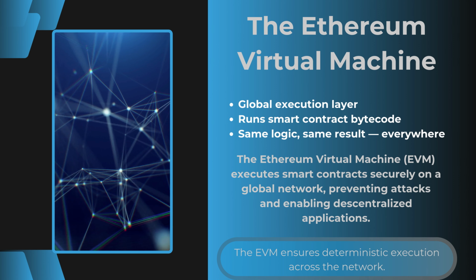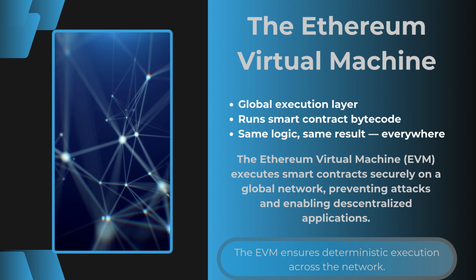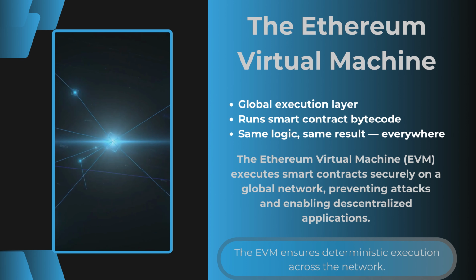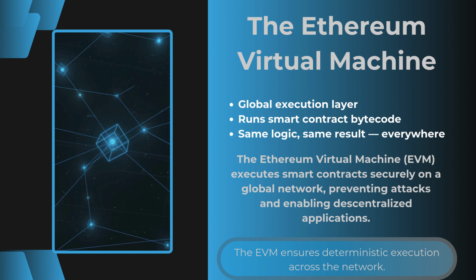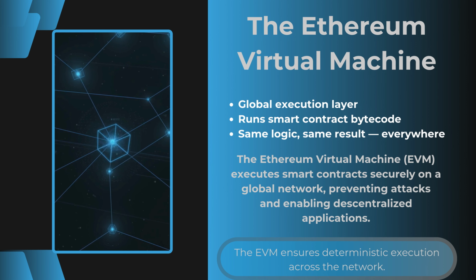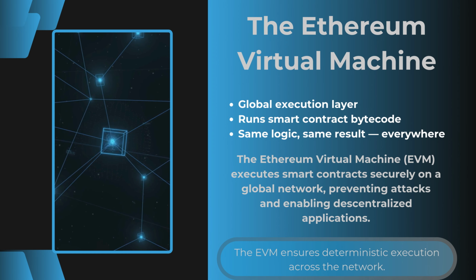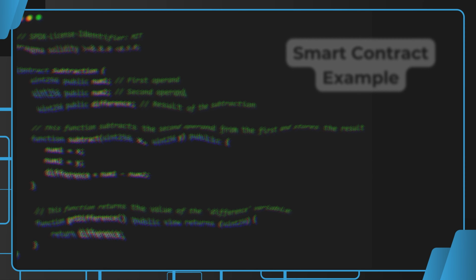The EVM is the runtime environment that processes contract code across a distributed network of nodes. To manage computational resources, the EVM uses a gas mechanism. Gas helps prevent spam and encourages developers to write efficient code. Now, let's look at a simple smart contract example.